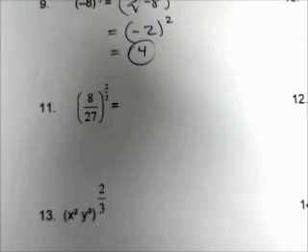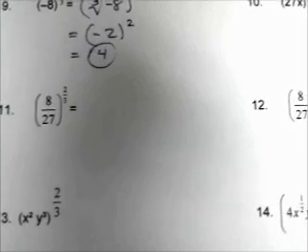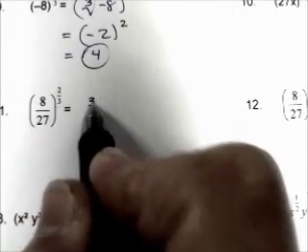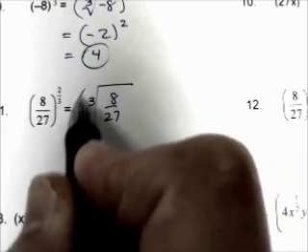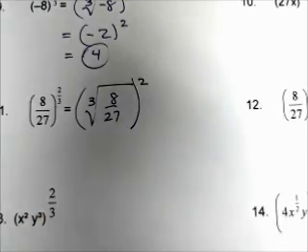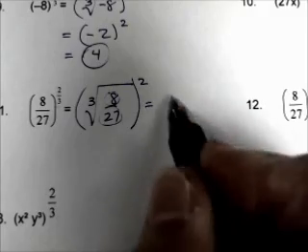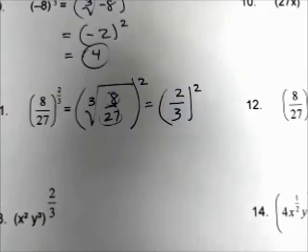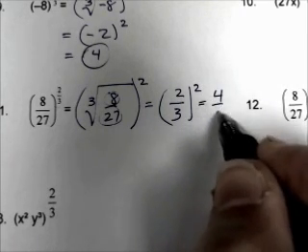Number 11. We have 8/27 raised to the 2/3. Again, the denominator is the root, so this is the cube root of 8/27, and then to that result, we'll square it. These are both perfect cubes. The cube root of 8 is 2, the cube root of 27 is 3, and now square that result. And our answer is 4/9.